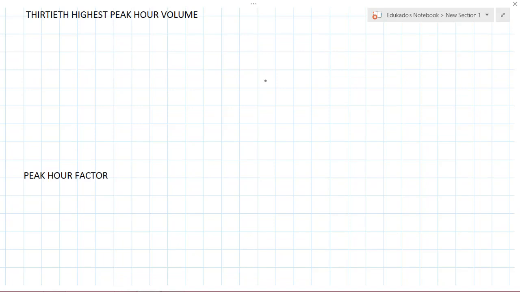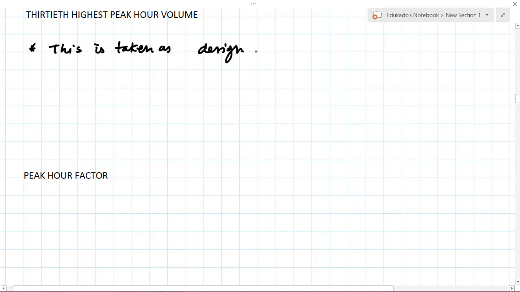Now let's talk about this 30th highest peak hour volume. This is taken as the design peak hour volume. So this is like a design based point. On the basis of its value, you design any highway, that is, how much volume it will pass. So you need to design it for the maximum capacity. So you take this value, the 30th highest.